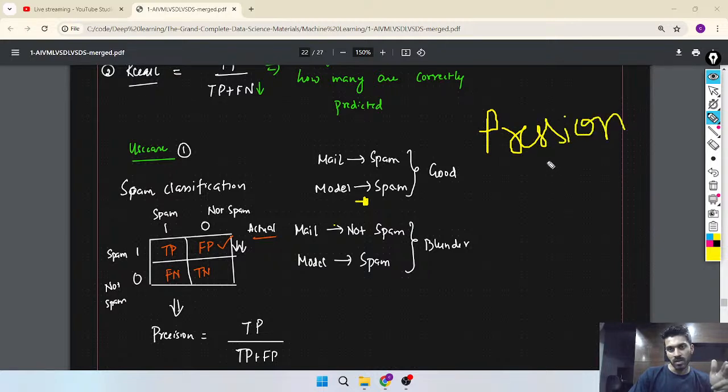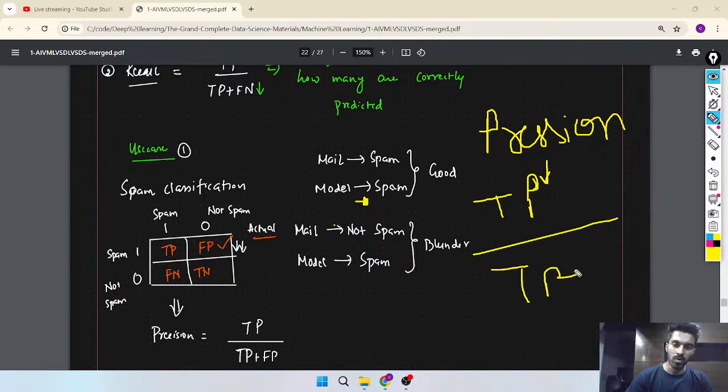Where do we have to use precision and where do we have to use recall? The question will be this: in which problem do we have to find precision and in which problem do we have to find recall. That's it. I have told you the formula. The formula is true positive divided by true positive plus something false. In precision, P comes, so false positive comes. So you write the formula like this: true positive divided by true positive plus false positive.